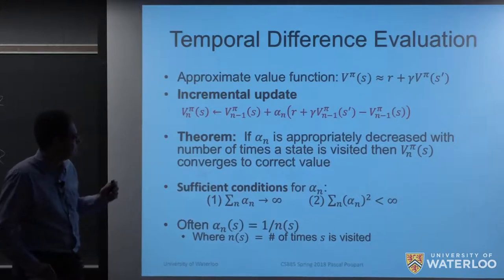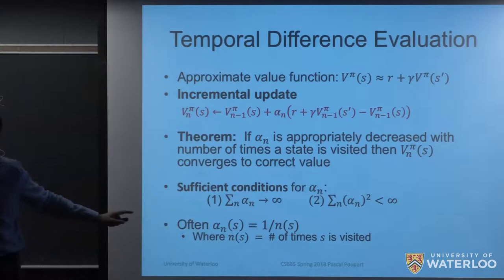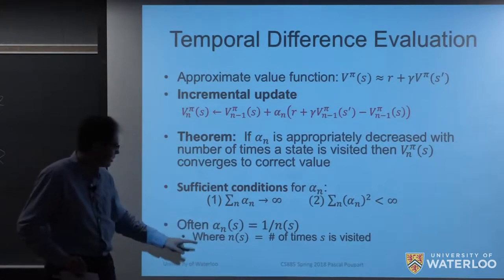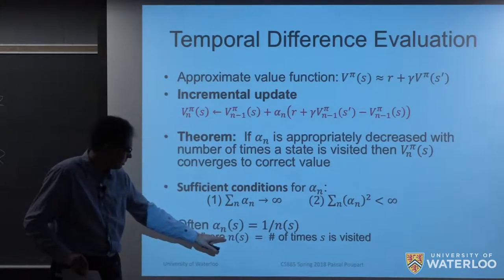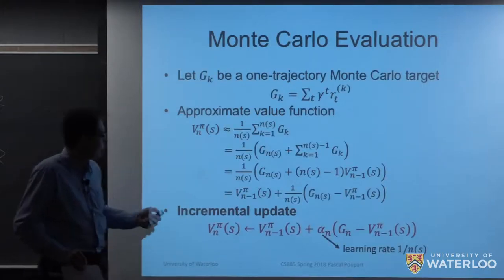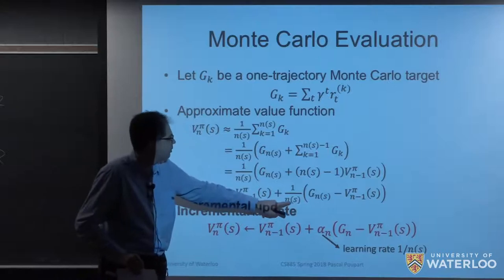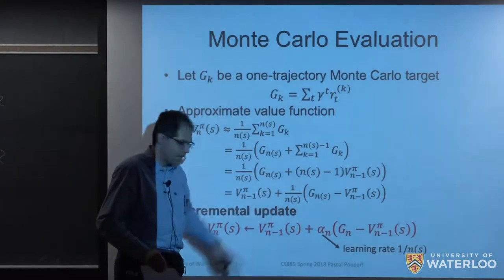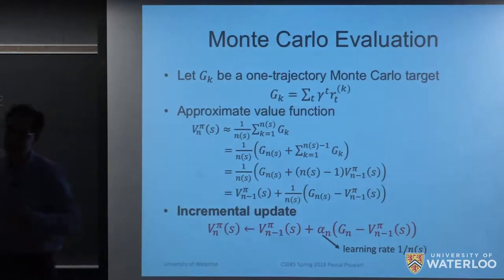So you're asking if AS is the same as... I don't see any AS here. NS? Oh, NS, yes. Okay, so that's the number of times that S is visited. And yes, it is the same as in the previous slide. So if I go back, here too, NS was the number of times that I visit a state. It turns out that if you simply use as a learning rate 1 divided by NS, the number of times you visited that state, it will give you a schedule that you can prove mathematically will ensure convergence.